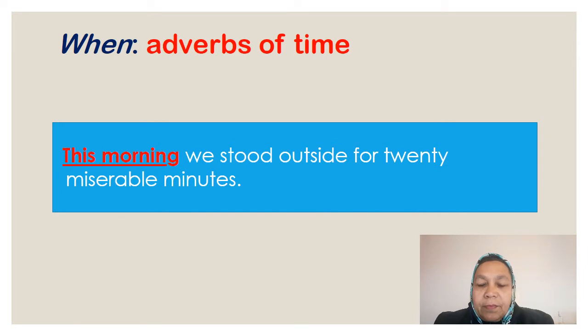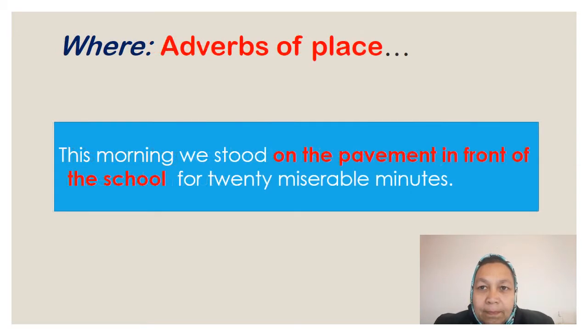In addition to expanding our sentences or ideas by using adjectives, we can also use adverbs. In the sentence below, the writer has used an adverb of time to indicate when the event occurred. This morning, we stood outside for 20 miserable minutes. You are not restricted to using only one adverb or one type of adverb to expand sentences. In fact, you can use a variety of adverbs in one particular sentence.